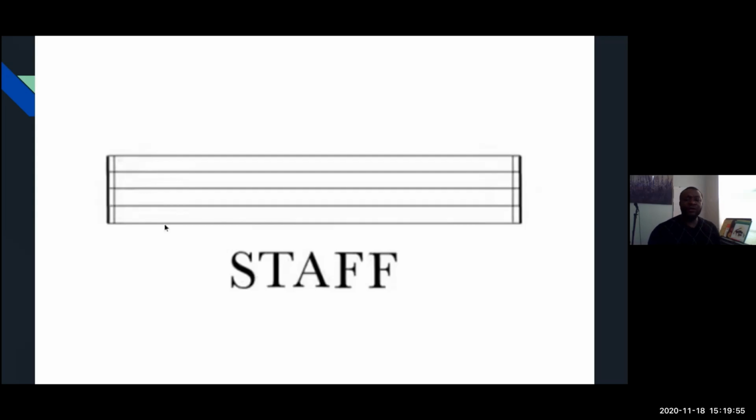Now, you have lines, but you also have spaces. Of course, the spaces are the spaces in between the lines.